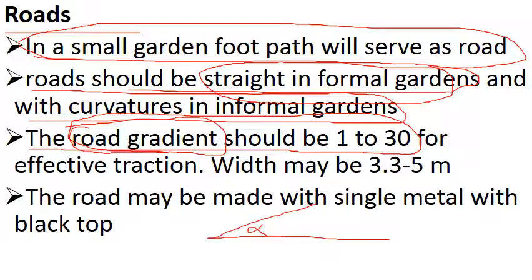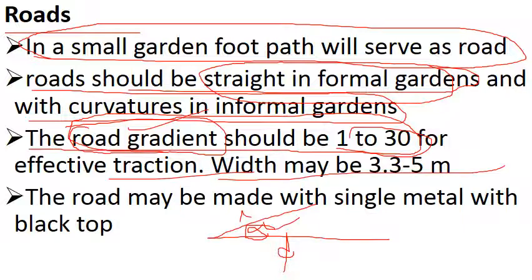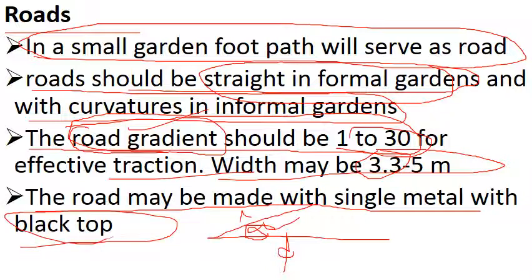Here also the road gradient should be between 1 to 30. Just remember, road gradient is the tilt angle, that is alpha. This is L, this is D, this is alpha. This is the physics; in physics you can study road gradient, for effective traction force. The width of the road may be 3.3 to 5 meters. The road may be made with single metal with a black top. This will increase the beauty.